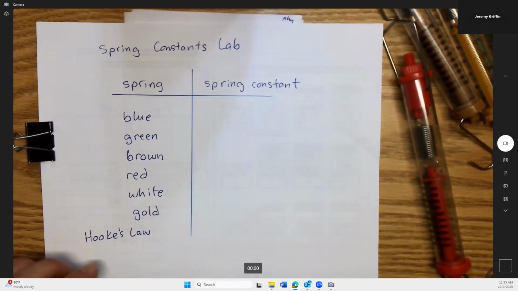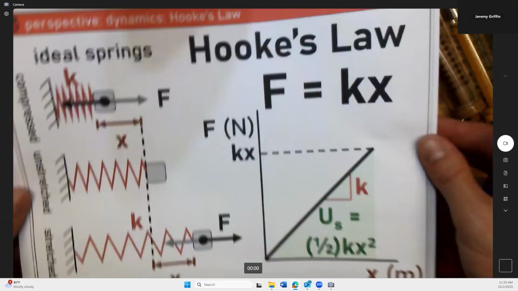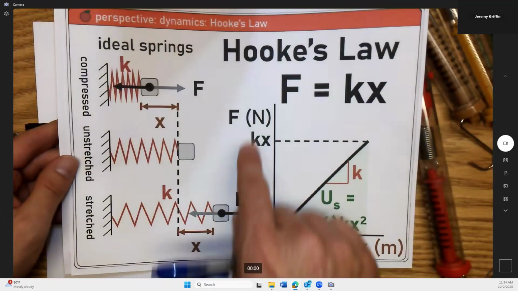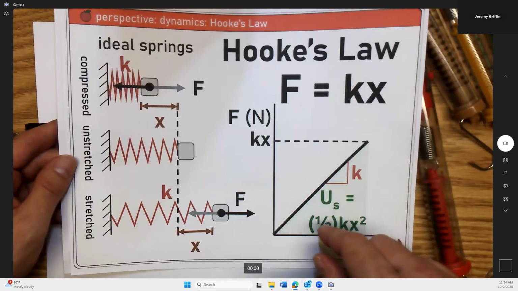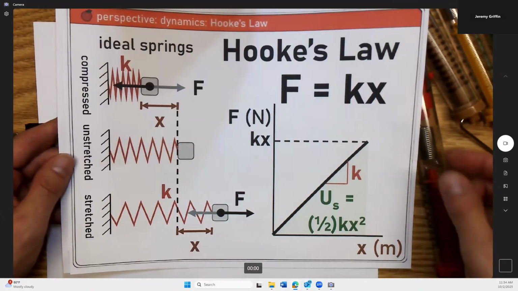Well, we've got a poster we can reach for that. Hooke's. Yeah, I got it right here. Actually, I have 2 posters for this. Do you guys remember this? You put a force on a spring and it stretches something out. And this is linear, so if you put on 3 times the force, it stretches 3 times as much. You guys remember that? Okay.